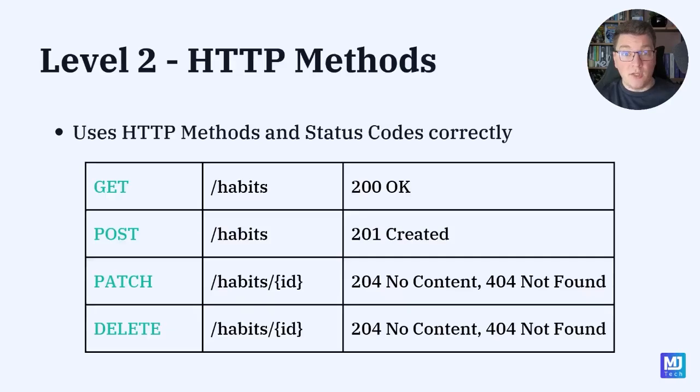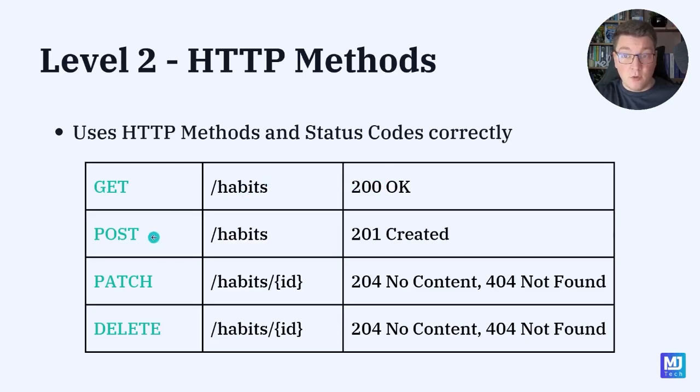particular resource. On level 2, we extend the resources that we currently have, and we start using HTTP methods and status codes correctly together with the resources to start describing our API endpoints. So we have the habits as our collection resource, and then if we send a GET request, it means we want to retrieve the entire collection. The response to this request would typically be the 200 OK status code containing the contents of this resource.